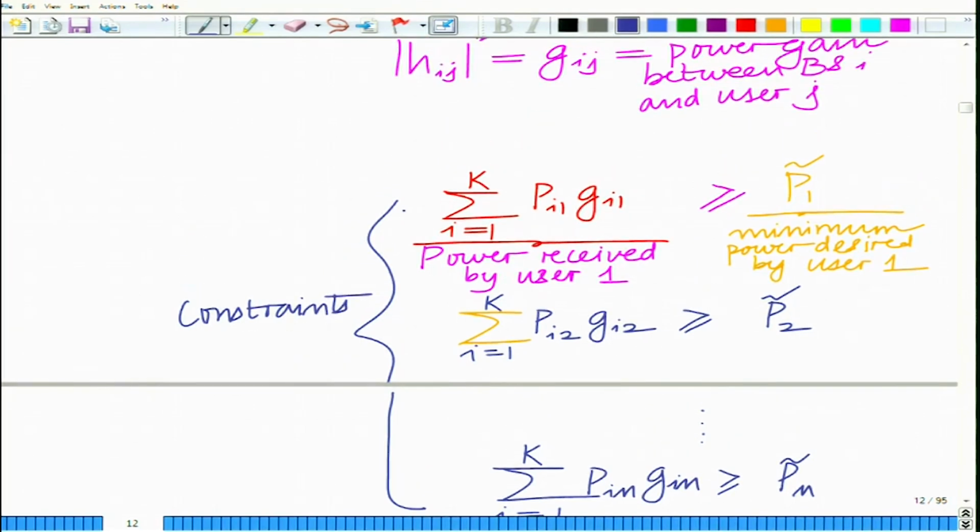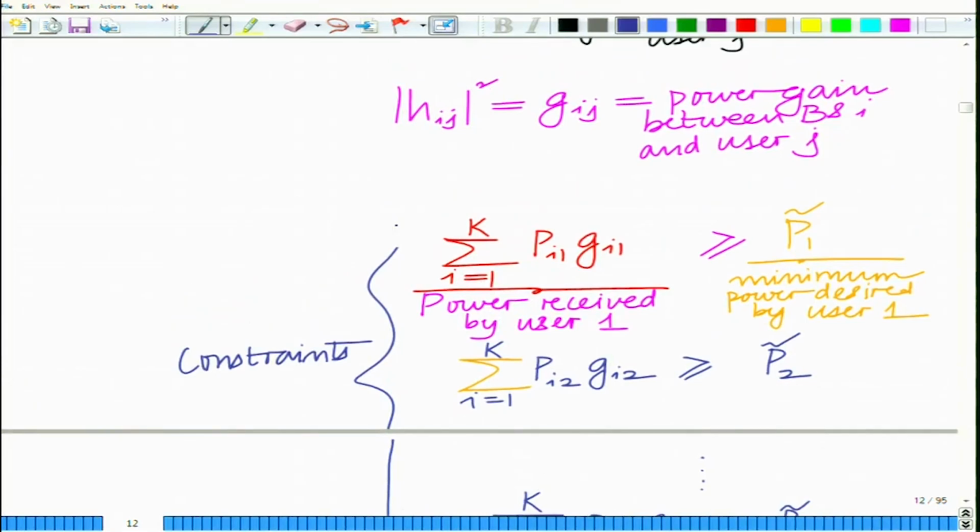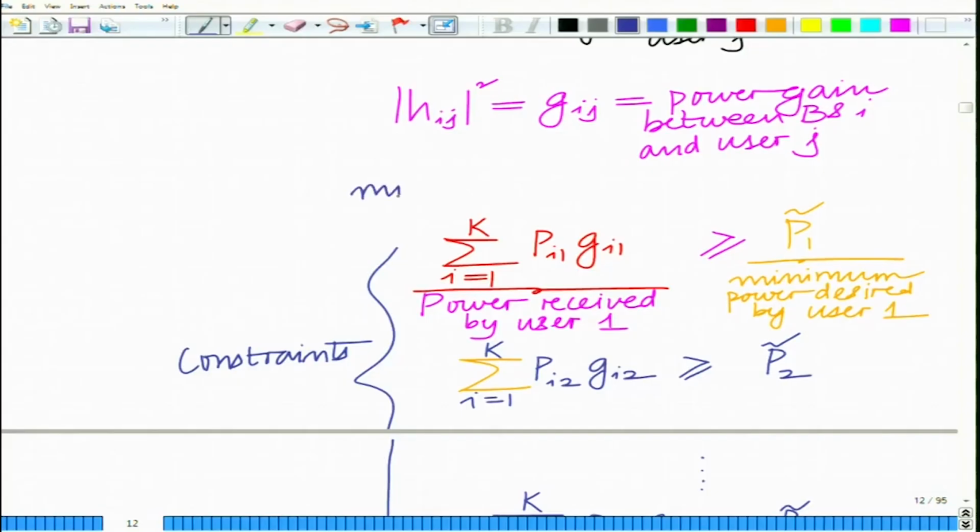And now we need an objective. One of the objectives that one can consider is basically we want to meet the desired power level at each user, but simultaneously we also want to transmit the minimum amount of power. So, what is the minimum total power that can be transmitted by all base stations to all users to meet these desired criteria at the various users. So, the objective function can be to minimize the total power transmitted by all the base stations to all the users. So, now that makes it a convex optimization problem.